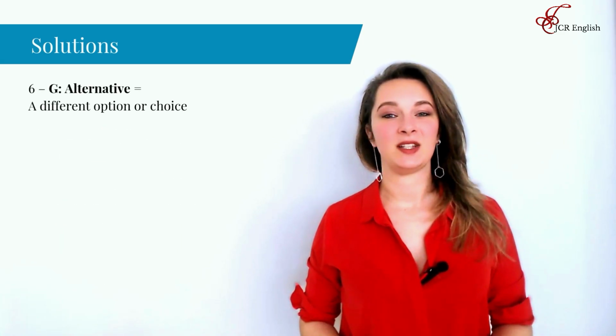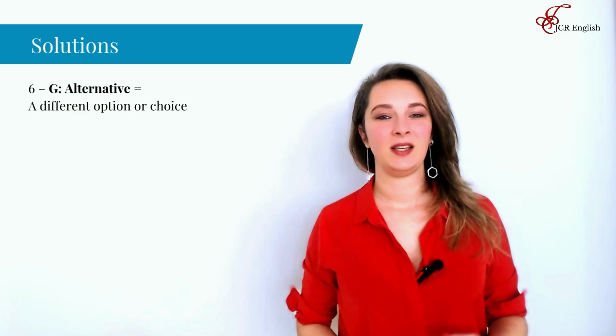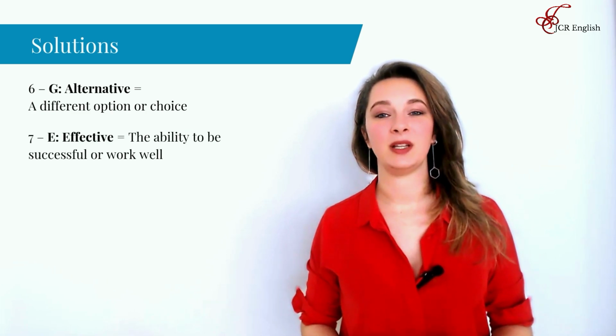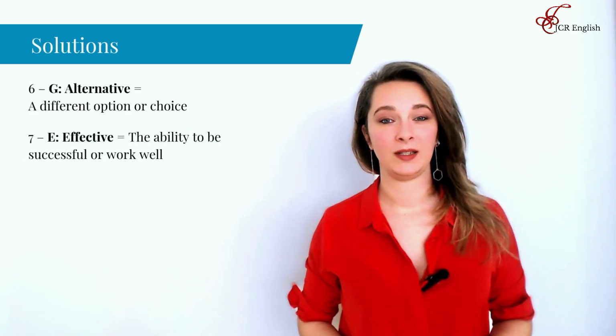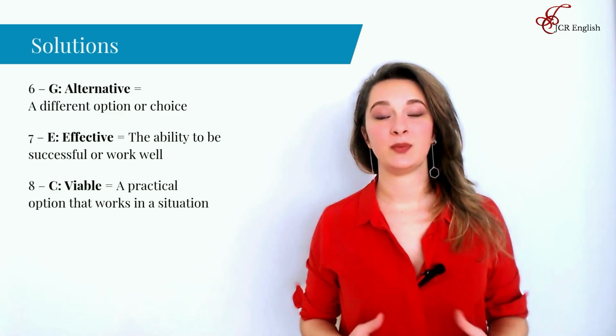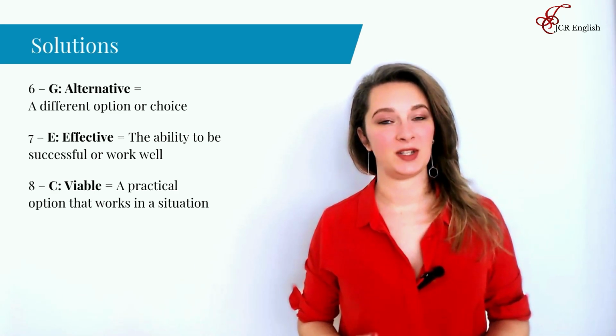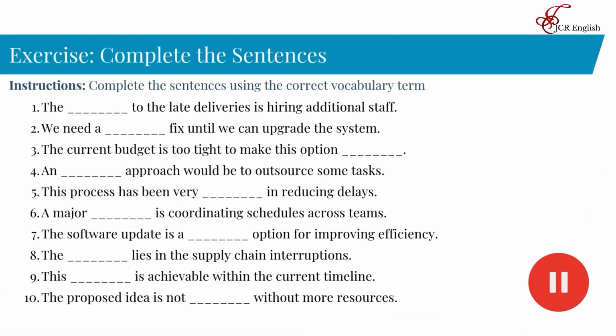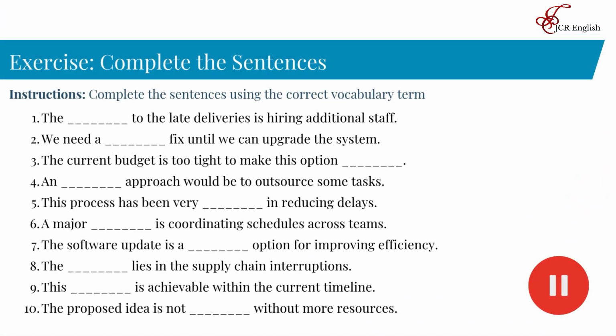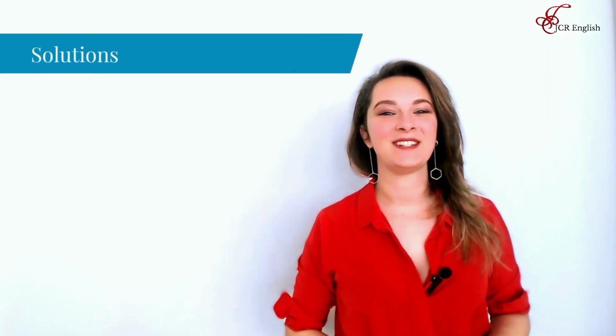An alternative is a different option or a choice. If something is effective, it has the ability to be successful or work well. If something is viable, it is a practical option that works in a situation. Let's complete another task. Complete the sentences using the correct vocabulary term. And let's take a look at the solutions.